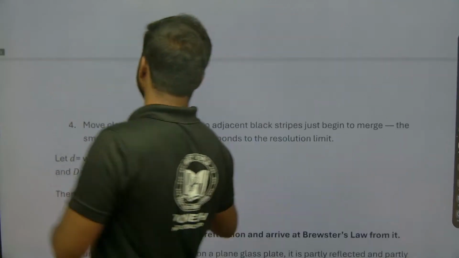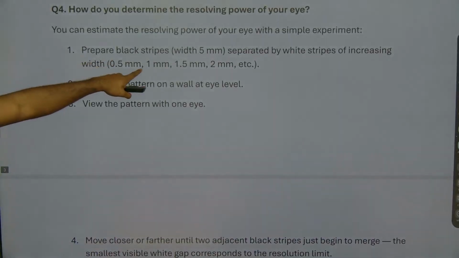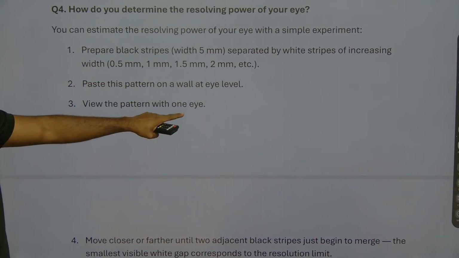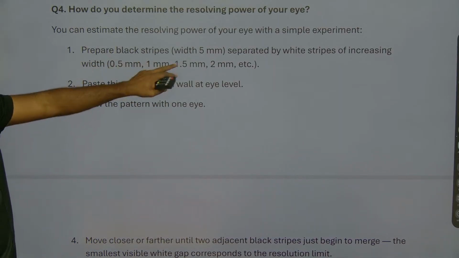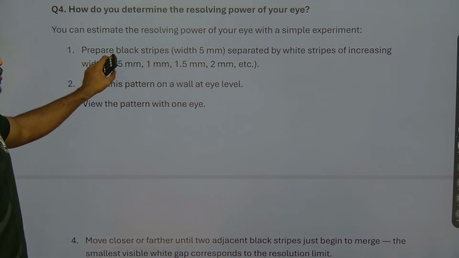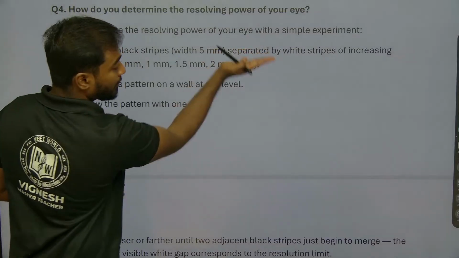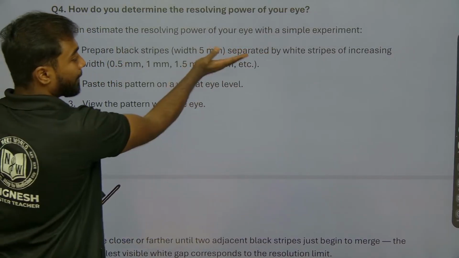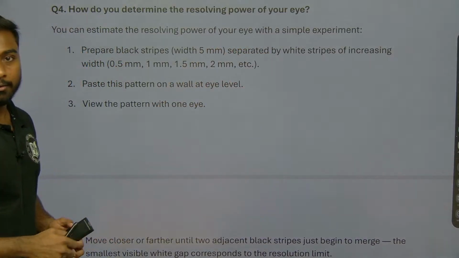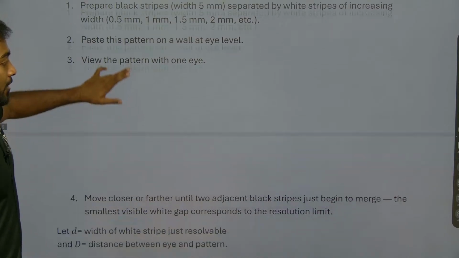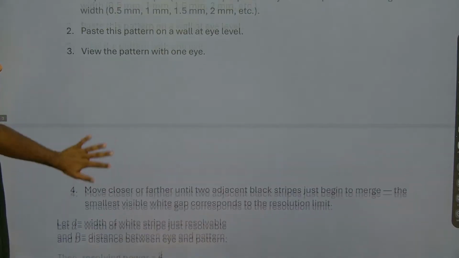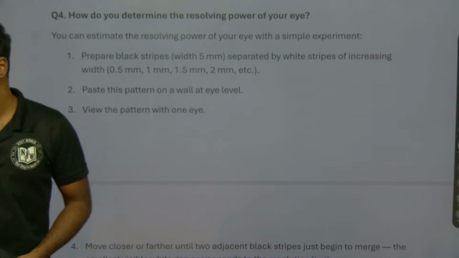So what is the thing? Once again, you prepare black strips and white strips. The black strips have a width of 5 millimeter, and the white strips I should increase like 0.5, 1, 1.5 like this. So I should draw them in a parallel manner: black, white, black, white, black, white, like that. That is the answer for this fourth question.